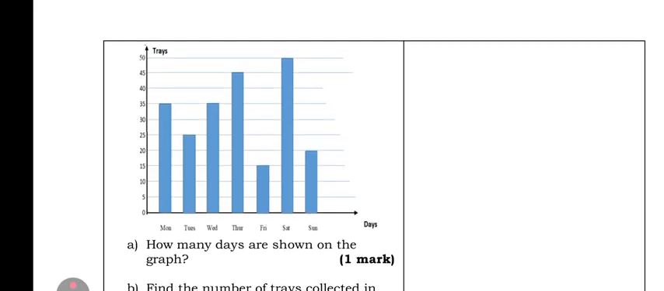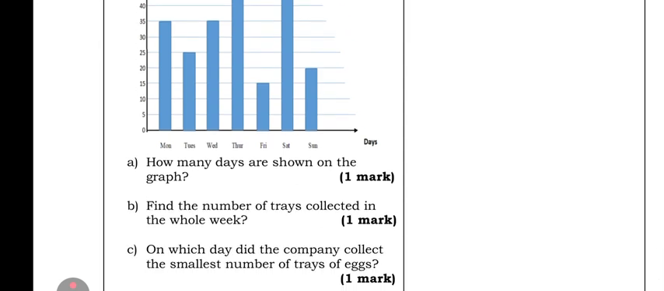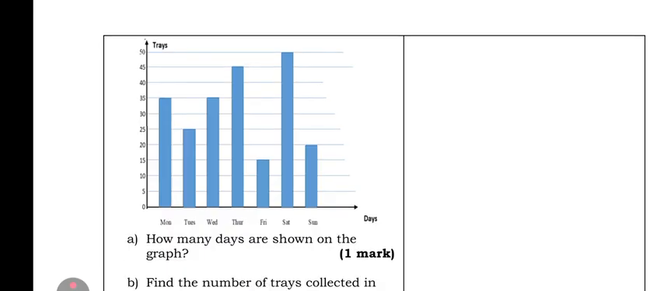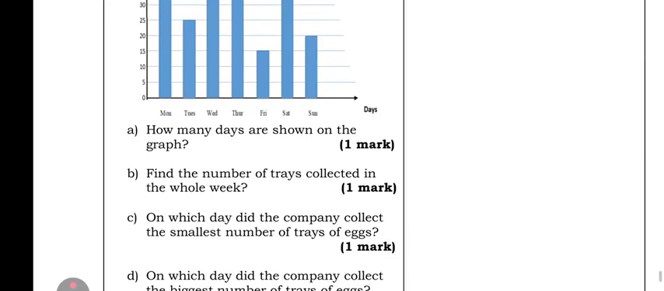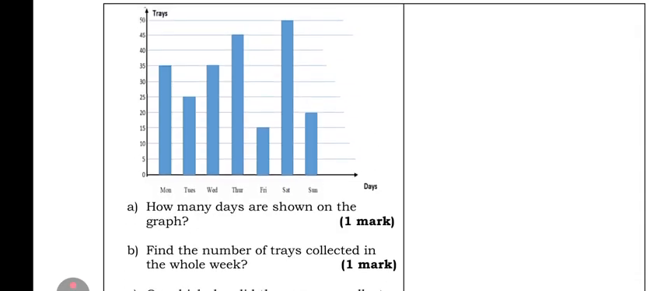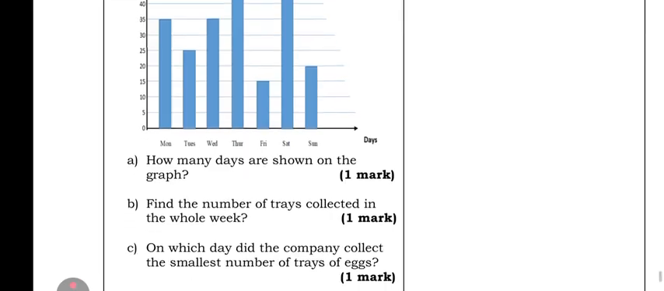And you see that it is Monday, Tuesday, Wednesday, Thursday, Friday, Saturday, Sunday. The number of days, I think, is 7. And then find the number of trays collected in the whole week. You have to make a sum of it. The trays are on the y axis, and on the x axis you have the days. On which day did the company collect the smallest number of trays of eggs? We see the lowest bar is on Friday, which is 15.